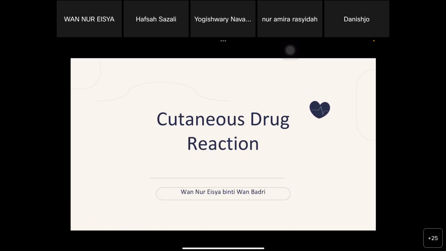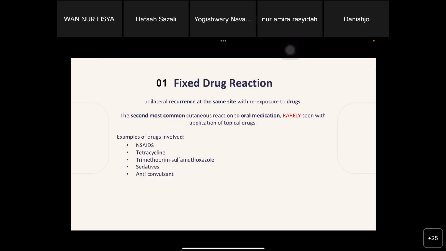Considering what Yogesh presented just now about cutaneous drug reactions, I will now continue with the presentation on the other types of drug reaction that can happen when we are exposed to drugs. One of them is the fixed drug reaction.